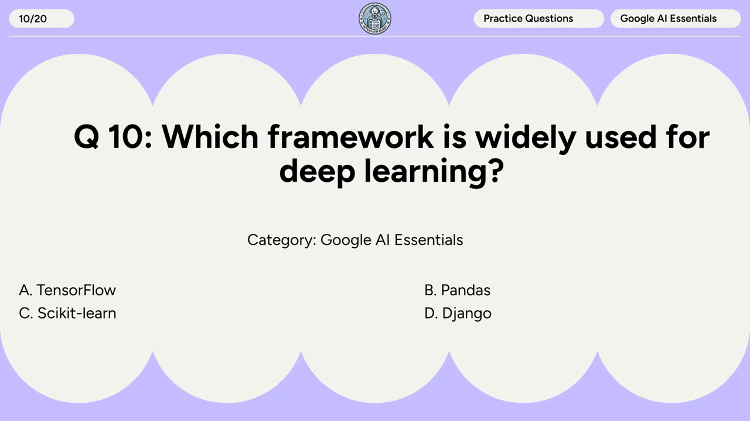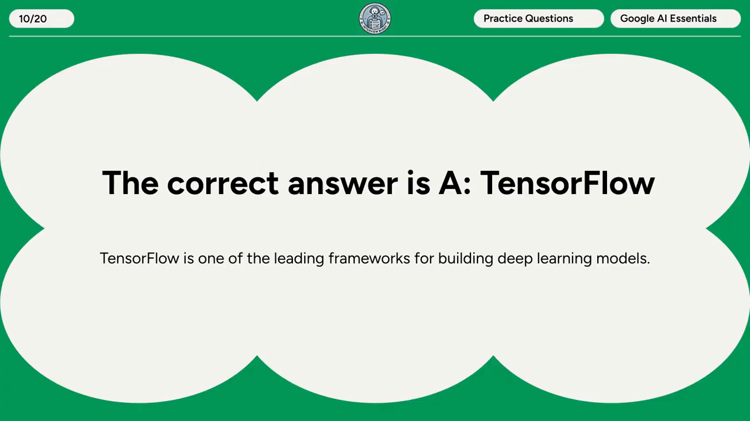Question 10. Which framework is widely used for deep learning? A. TensorFlow. B. Pandas. C. Scikit-learn. D. Django. The correct answer is A. TensorFlow. TensorFlow is one of the leading frameworks for building deep learning models.